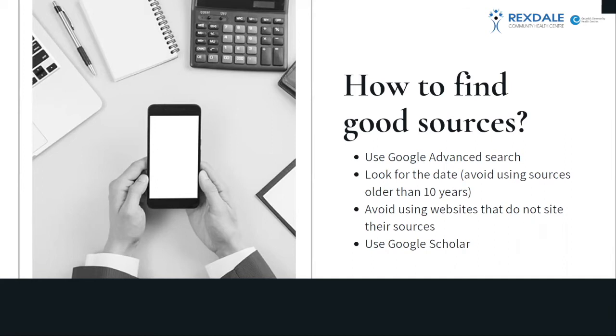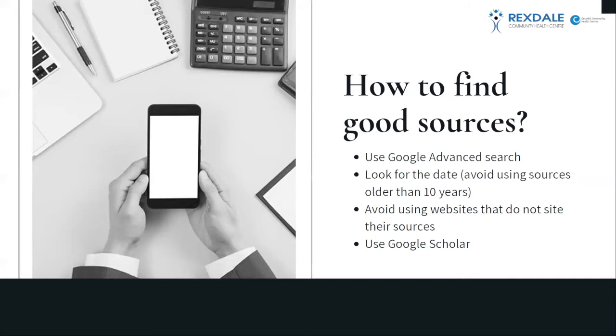Second is look for the date. So usually for articles, you want to avoid looking at articles older than 10 years, so older than 2011. I know that some other subjects are more strict with that, so they don't want to look at articles older than 5 years, so 2016. So definitely let your professor or your teacher know, but recency is a great measurement to see if the citation or the source is relevant.